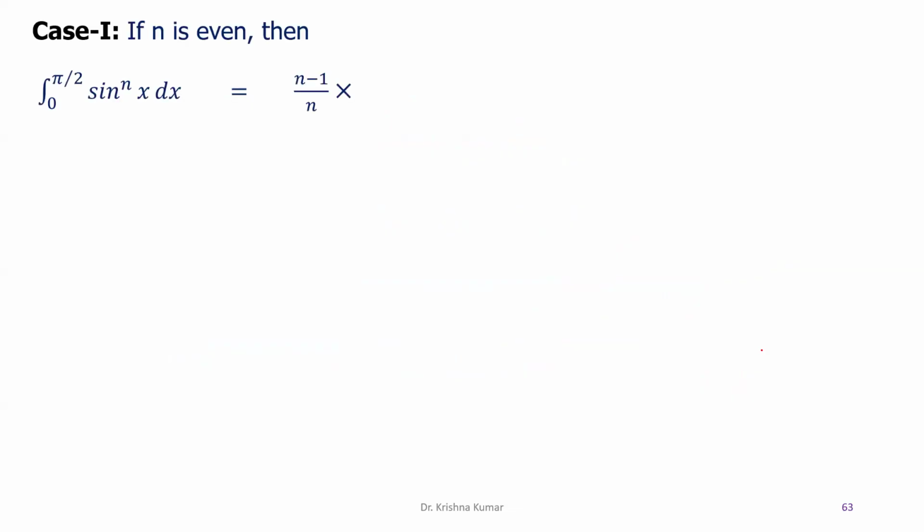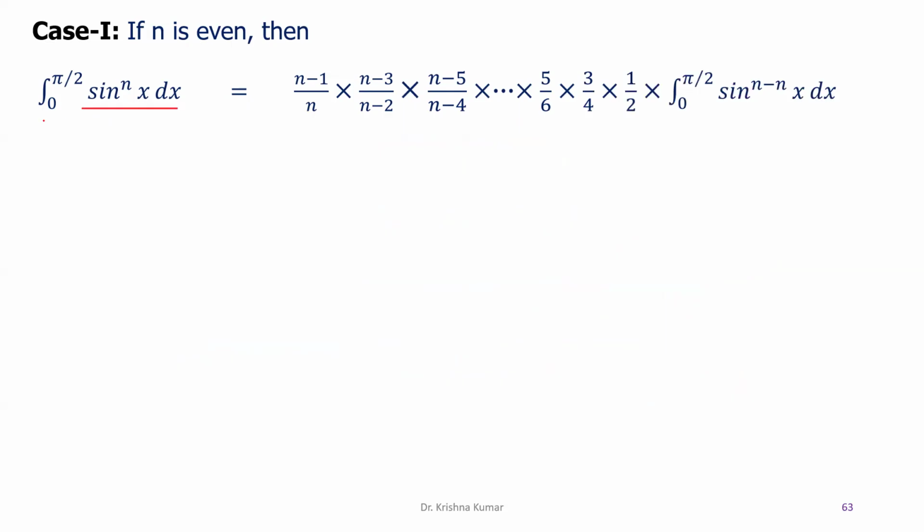Case number 1, n is even. Then this can be written as the integration of sine to the power n x, under the limit 0 to pi by 2, with respect to x, which is equal to (n-1)/n into (n-3)/(n-2) into (n-5)/(n-4) into, suppose n is equal to 6, what will happen? If n is equal to 6, then 6 minus 1 is 5, so 5 upon 6. If n is equal to 4, then 4 minus 1 is 3 upon 4.